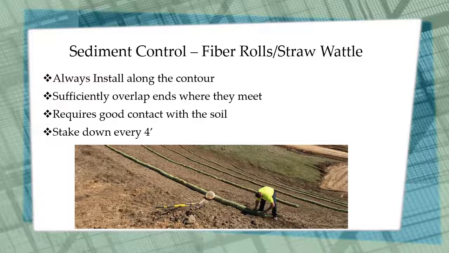Maintenance issues associated with fiber rolls and straw wattles include the fact that they're not very durable. They will need to be replaced if they get broken. Additionally, you'll need to muck out any sediment buildup on the back side of them if there's a storm event. Straw wattles are fairly fragile, so if they're in a location where they're going to be driven over, you'll probably need to have the contractor replace those more frequently as they will break.